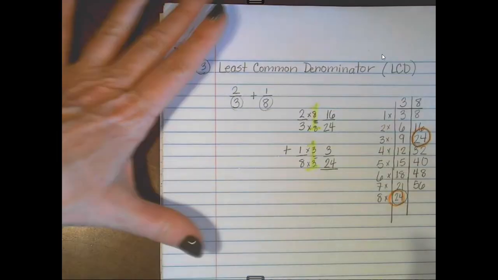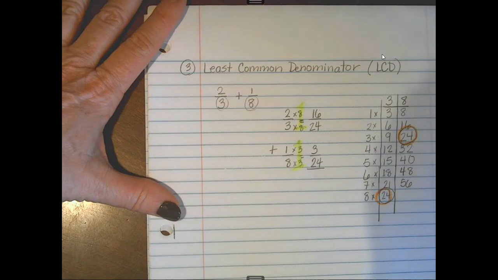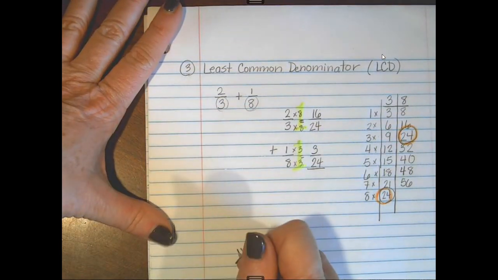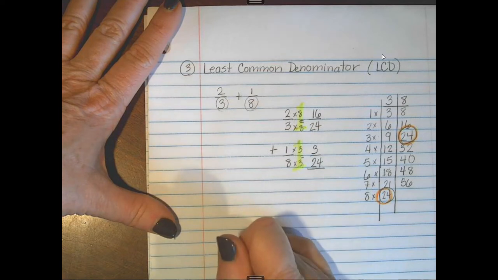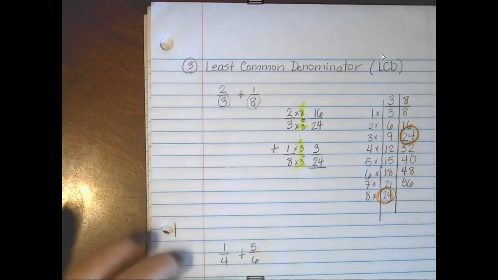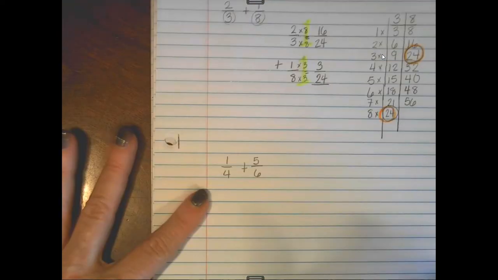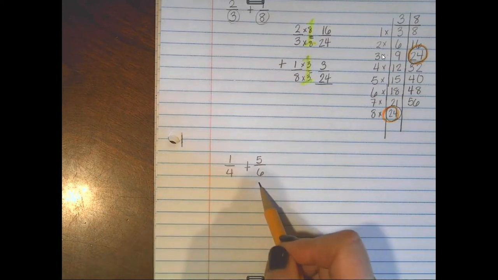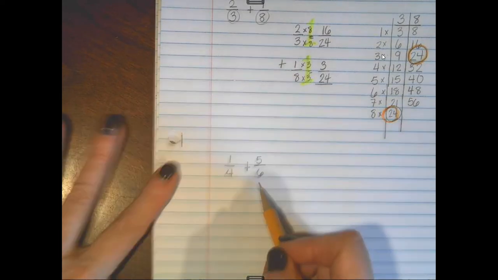So let me try to think of one where the least common denominator is not the easiest common denominator. So maybe if we do 1/4 plus 5/6. All right, that's easy because the easiest common denominator, a multiple of both 4 and 6, would be 24, but that is not the least common denominator.